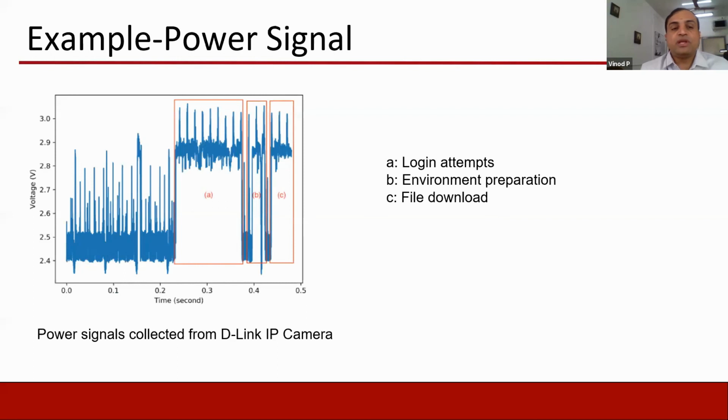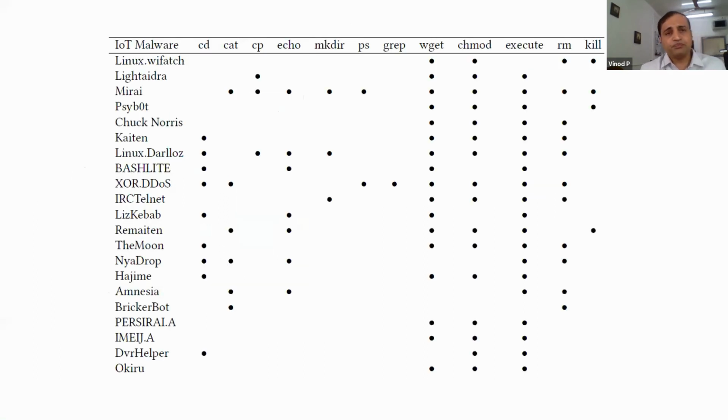So if we look at the power signal analysis of the Mirai malware, which was actually planted on the D-Link IP camera, we can see three windows which are marked in red color. The first window is actually a login attempt. The second window is an environment preparation, and the third window is the file download. So definitely, if we train our machine learning model with these windows, we can identify the type of attack that is happening.